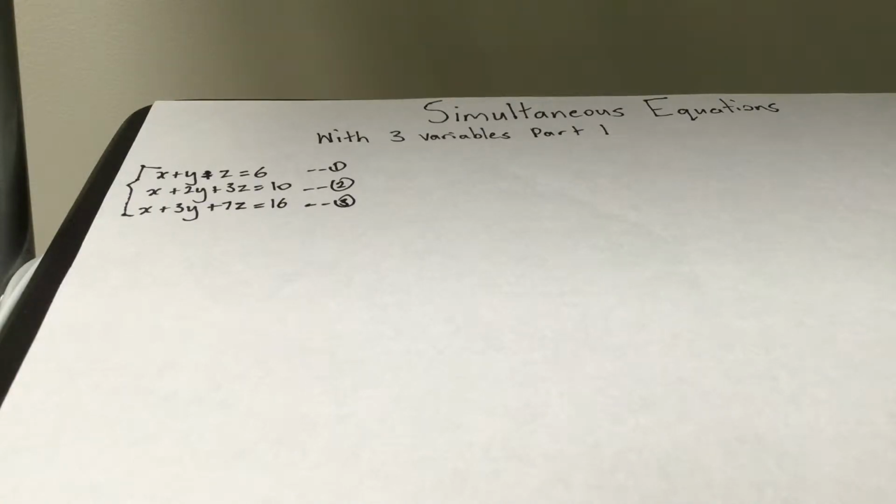Today we'll be looking at simultaneous equations with three variables. I've put up three linear equations, so we need to find the values for x, y, and z. Okay, so now let's solve.